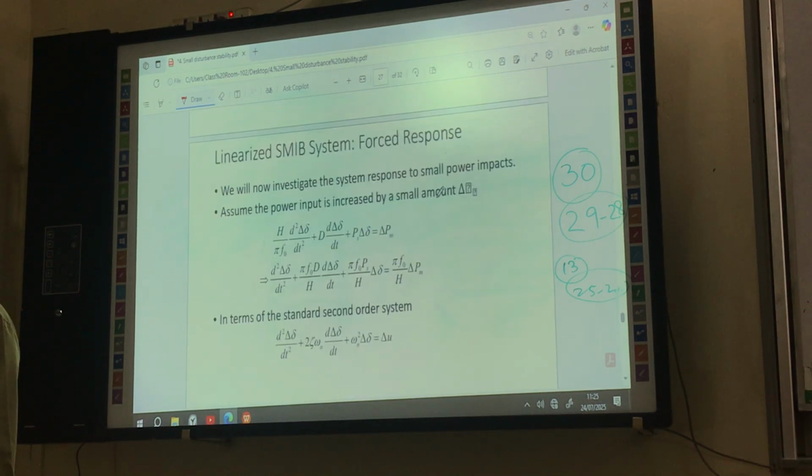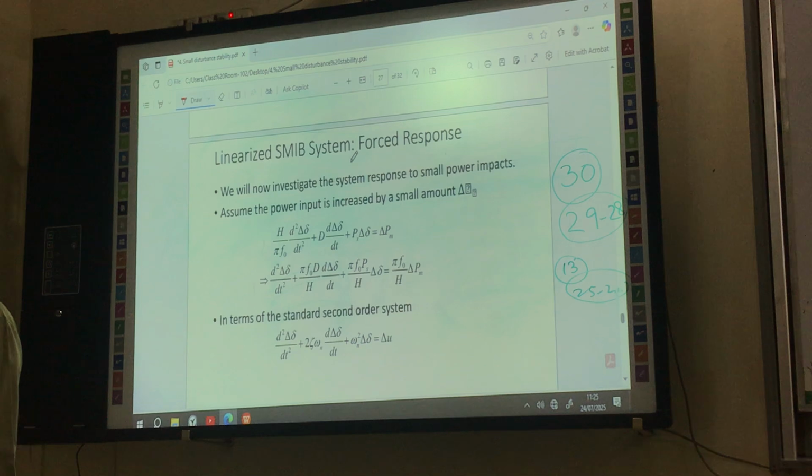Now let's go to the forced response. What is meant by the forced response? Whenever there is some forcing function or input, at that time the response will be called the forced response.